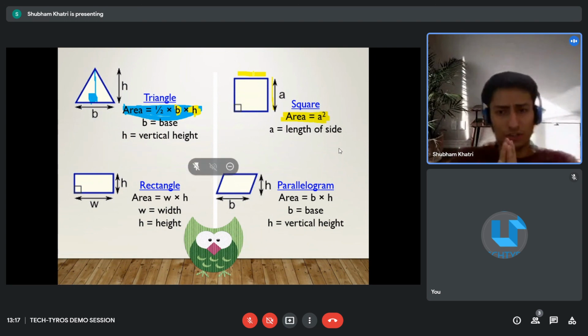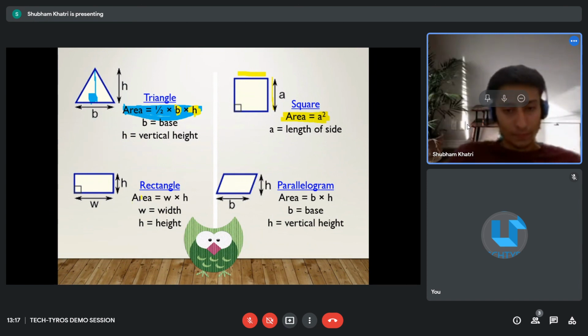Laksh, can you tell me what is the square of 4? Hello? Hello?